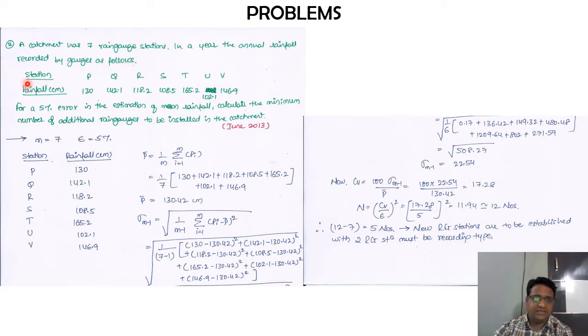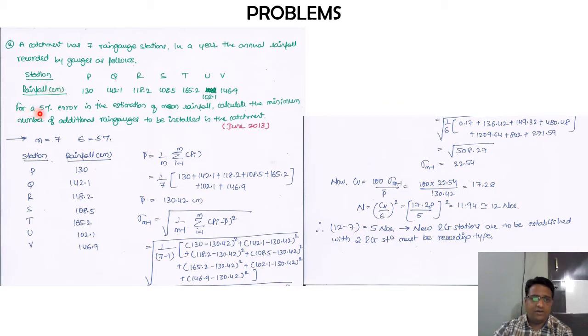Here they are given the station names as P, Q, R, S, T, U, and V for the 7 existing rain gauge stations. And the rainfall that has been collected over there is 130, 142.1, 118.2, 108.5, 165.2, 102.1 and 146.9. So these are nothing but the amount of rainfall that they have collected in terms of centimeters.